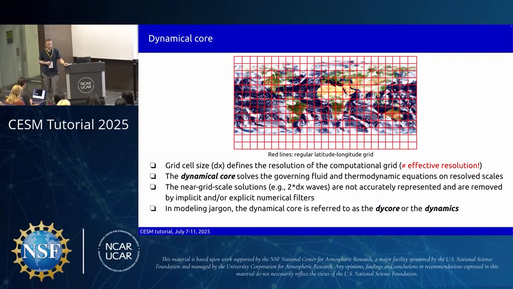It's very important to note that our models are not accurate at the grid cell size. So that means you can probably not trust your 100-kilometer wave in your model. I'll return to this in just a moment because it's pretty important. In modeling jargon, solving these governing fluid and thermodynamic equations is referred to as the dynamical core, or just dycore.